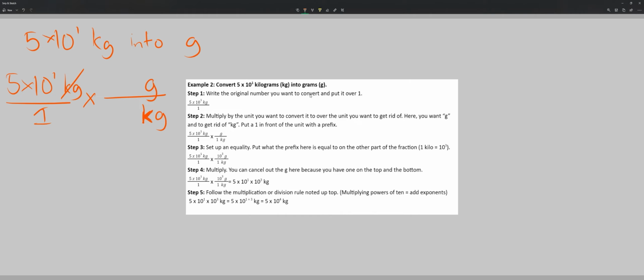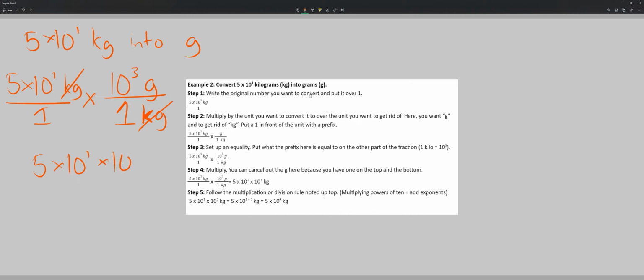And so now the kgs cancel out, right? We successfully got rid of that. And now the rule here is we want to put the 1 in front of the unit with the prefix. And, well, what is 1 kilo equal to on your reference table? Well, 1 kilo is equal to 10 to the positive 3. And now we did steps 1 and 3. Now we're going to do step 4, which is multiply. So 5 times 10 to the 1 times 10 to the 3.